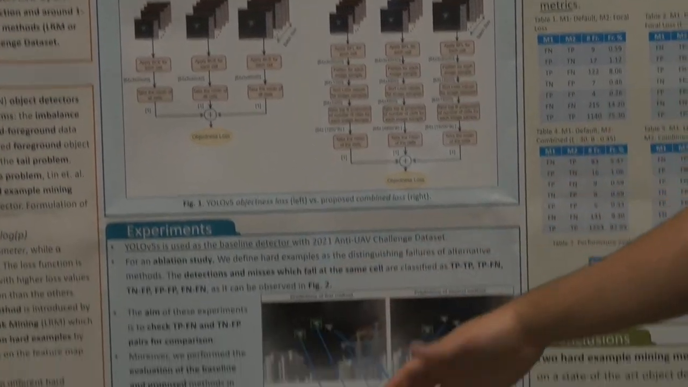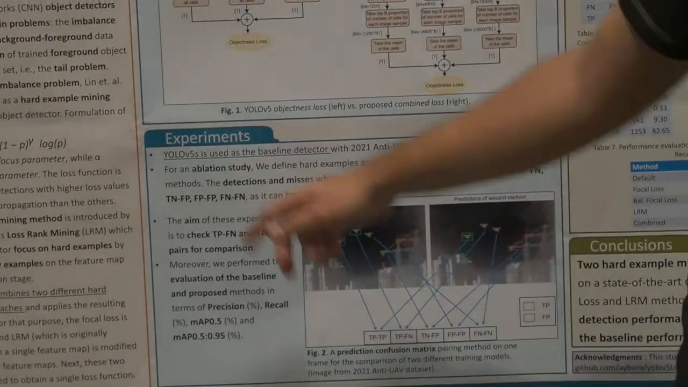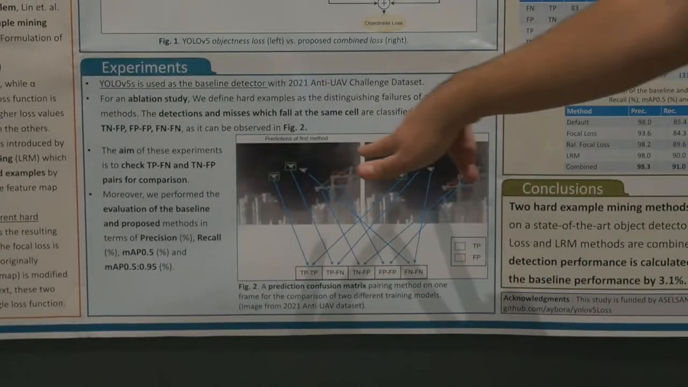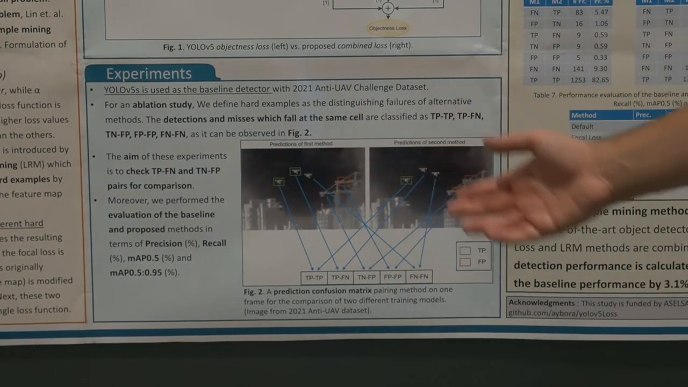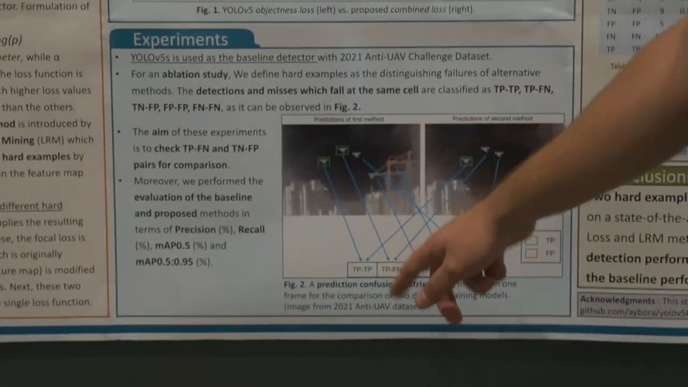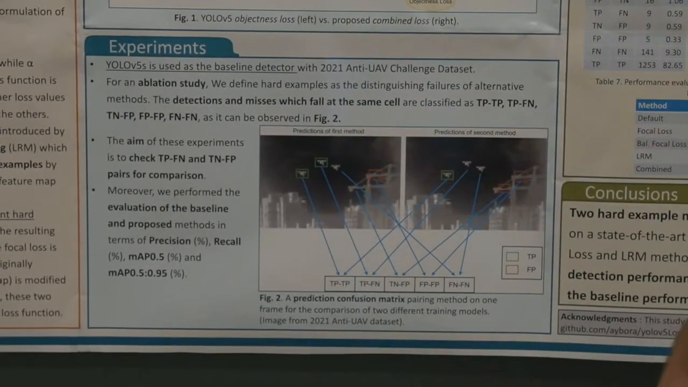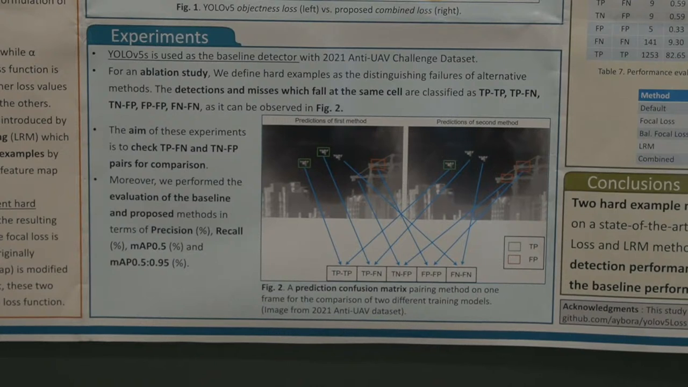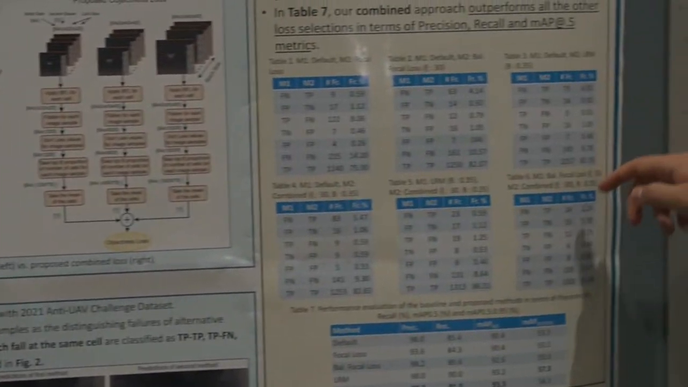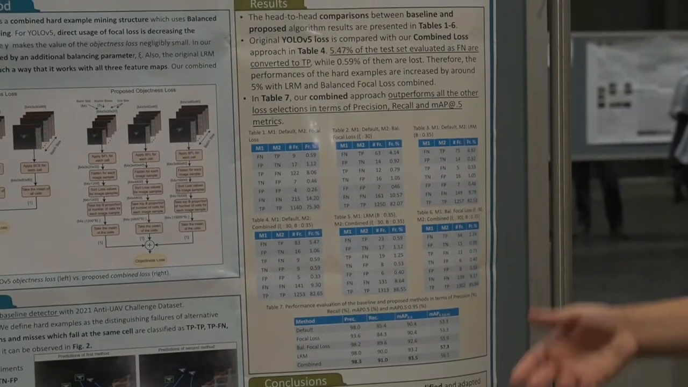After that, in order to check if it is really considering the hard examples or not, we have done an ablation study. We have compared the method pairs by using them in true positive, false negative pairs. For example, whenever the first method gives a true positive and the second method gives a false negative, we say that this example is a hard example and the first method is working better than the second method on that hard example. We experimented with all the images in our data sets, and we found out that our combined approach, the balanced focal loss and loss rank mining approach, works better than the other combinations.